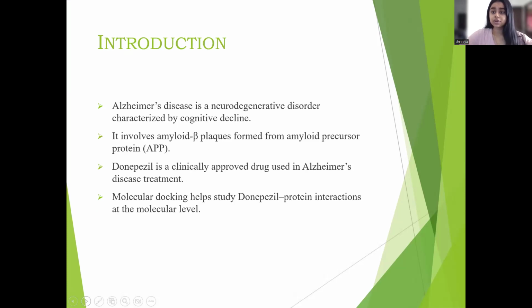Coming to the introduction, we all know that Alzheimer's is a neurodegenerative disease, and it is characterized by a cognitive decline in memory. Now there are various proteins involved in this particular disease, and APP is one of them. It plays a role by forming the amyloid beta plaques. I have chosen Donepezil as it is a clinically proven drug for the treatment of this disease.